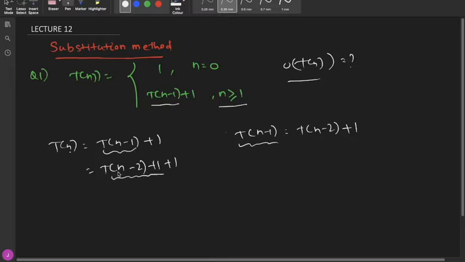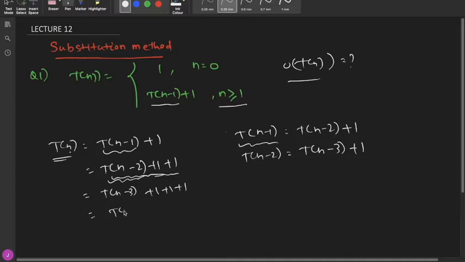Now I will be putting T of n minus 2 value here. How much will T of n minus 2 be? See here. If I put n minus 2 in place of n, then what I am getting? T of n minus 3 plus 1. Then I will be putting it here, T of n minus 3 plus 1. Then these 2 plus 1s are there before. From this sequence you can get the idea. N minus 4, then 1 plus 1 plus 1 plus 1.